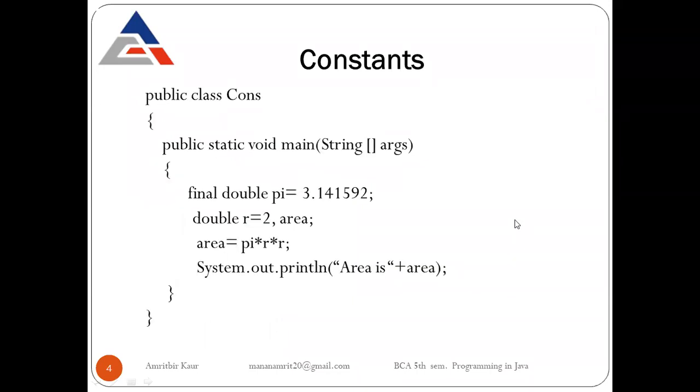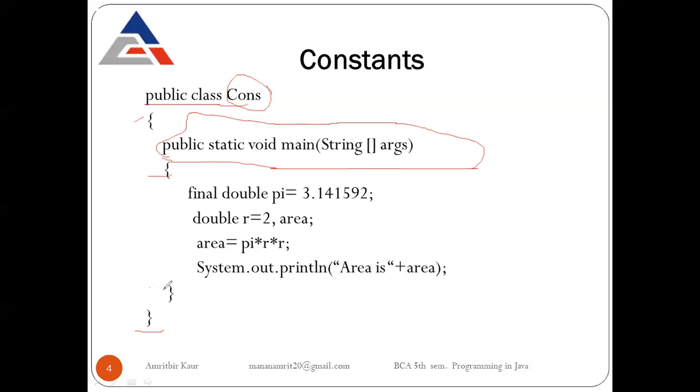So now we discuss constant with the help of an example. In a Java program, firstly, we will define a class. So here I'm defining a class Const because the first letter must be capital. So this is our class name Const, and this is the body of our class. In the class, we define a main method, and in the body of the main method, we write our code.